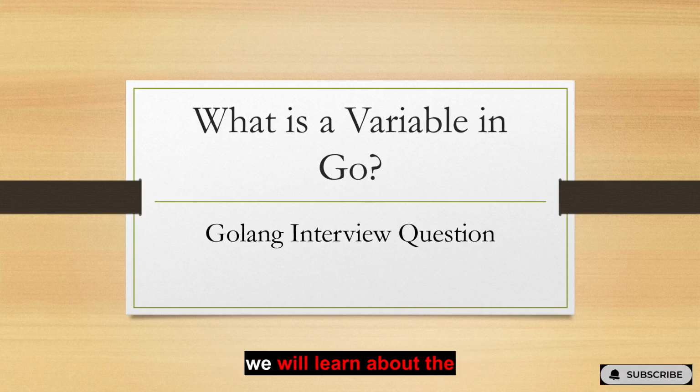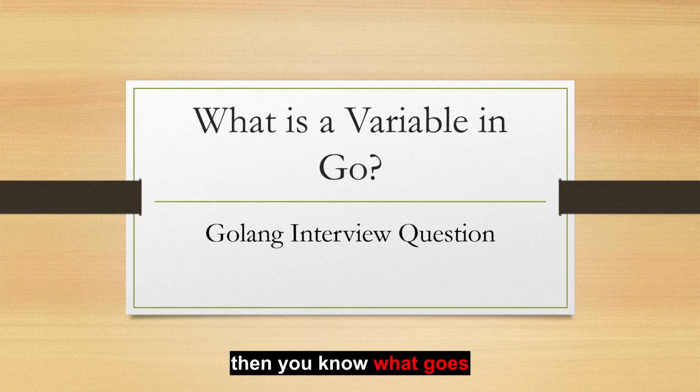So today's video we will learn about the Golang variable. Think of a variable like a label jar. You stick a label on it, say cookies, and then you know what goes inside. In Go, you are not just slapping on any label, you are also specifying exactly what kind of stuff can go into the jar. If it says cookies, you better not try to put soup in there.